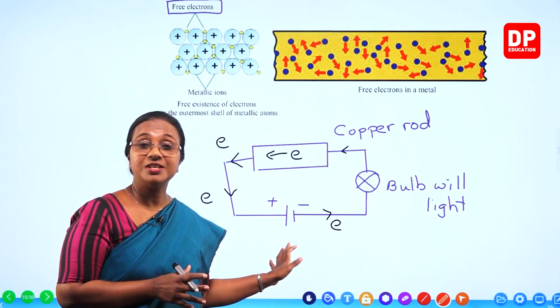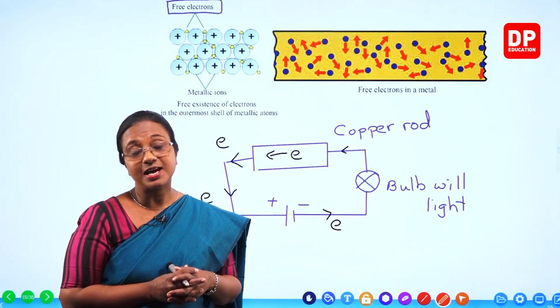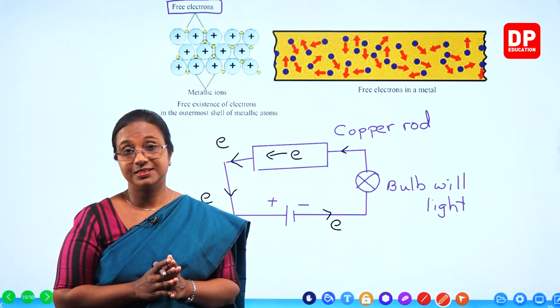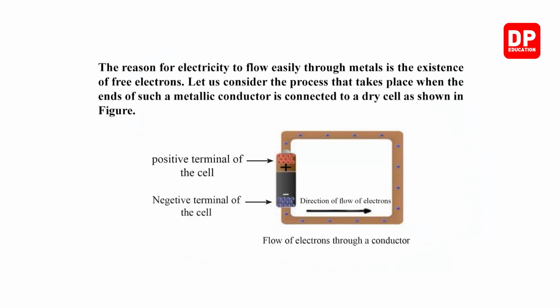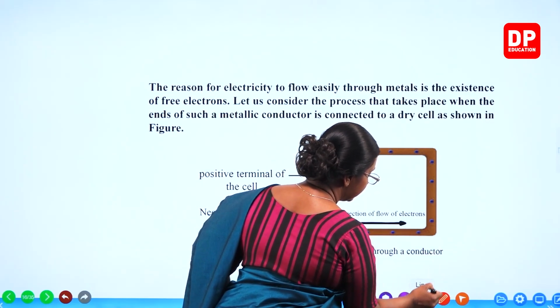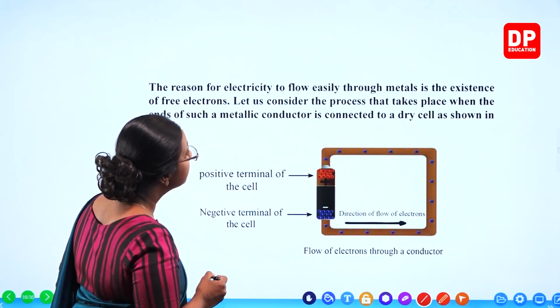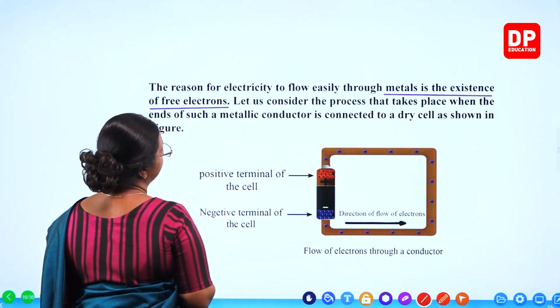This is the introduction, students. I am going to discuss the same concept with a circuit diagram in the coming slides as well. So I am sure you all can understand this concept of conductors. With that, we will move on to the next slide. The reason for the electricity to flow easily through metals is the existence of free electrons.